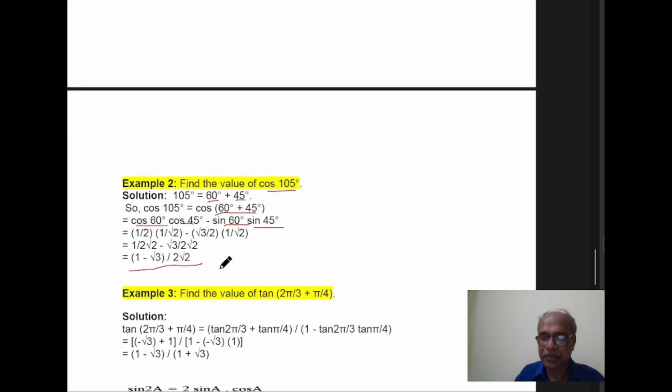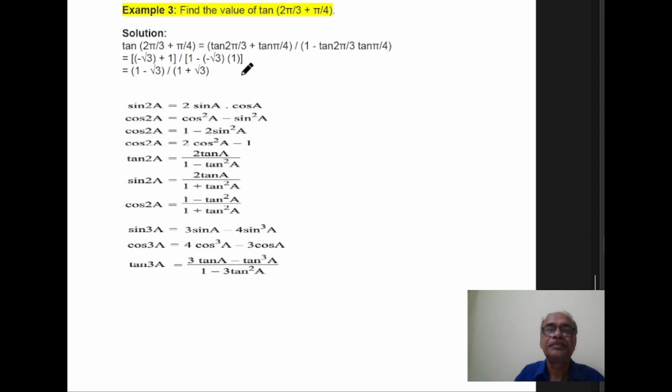Similarly, if you want the value of tan alpha plus beta, you just put tan alpha plus tan beta, all divided by 1 minus tan alpha tan beta, and substitute the value of tan 2 pi by 3, that is 120 degree, and tan pi by 4, that is 45 degree. Substitute the values and we will get the result. Some formulas you have to remember.